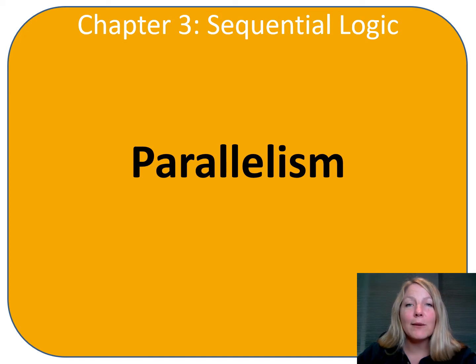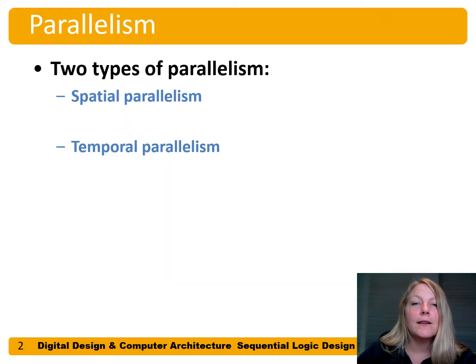The last topic of this chapter is parallelism. Parallelism is another form of sequential logic. Two types of parallelism exist, spatial and temporal. In spatial parallelism, we duplicate hardware. So for example, we have two adders and we can perform two additions at the same time in parallel.